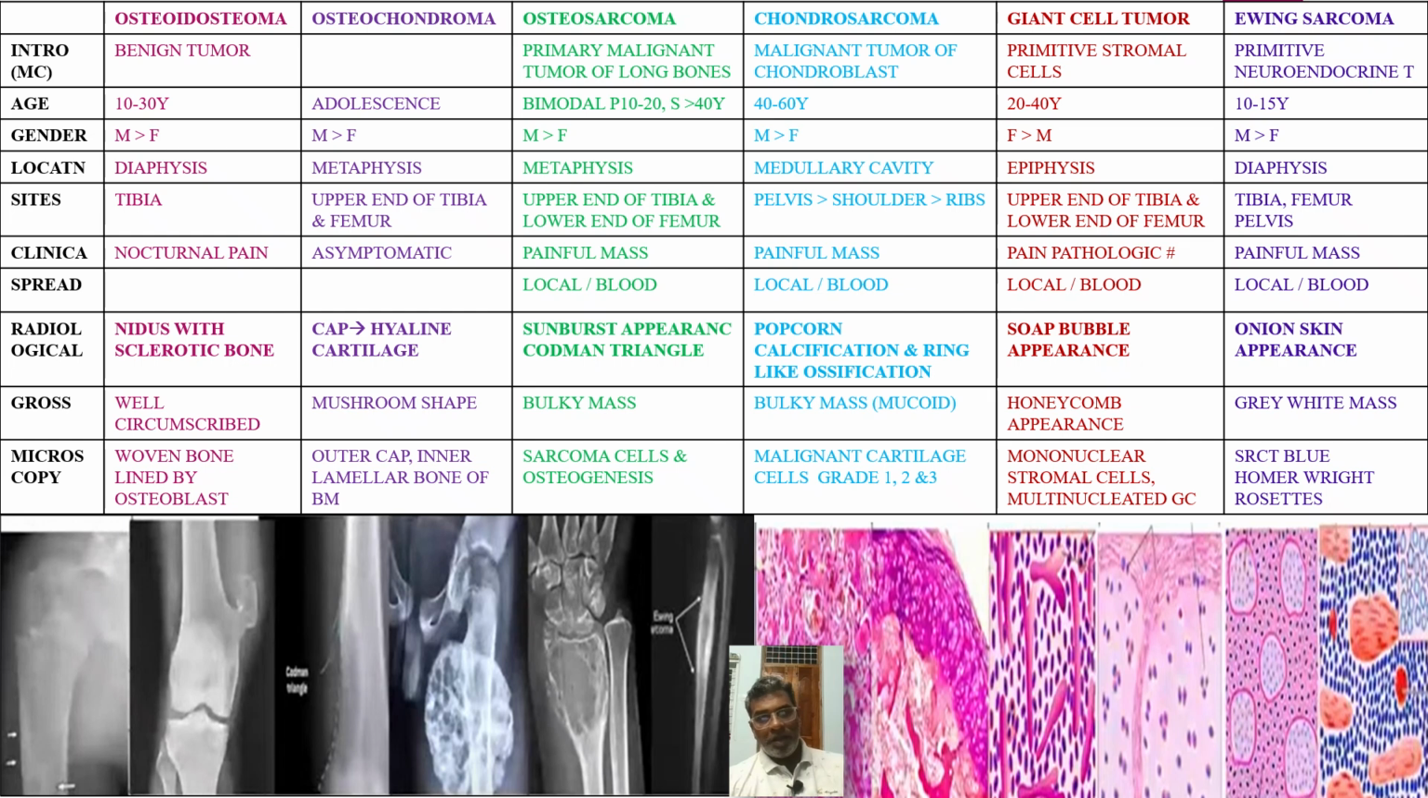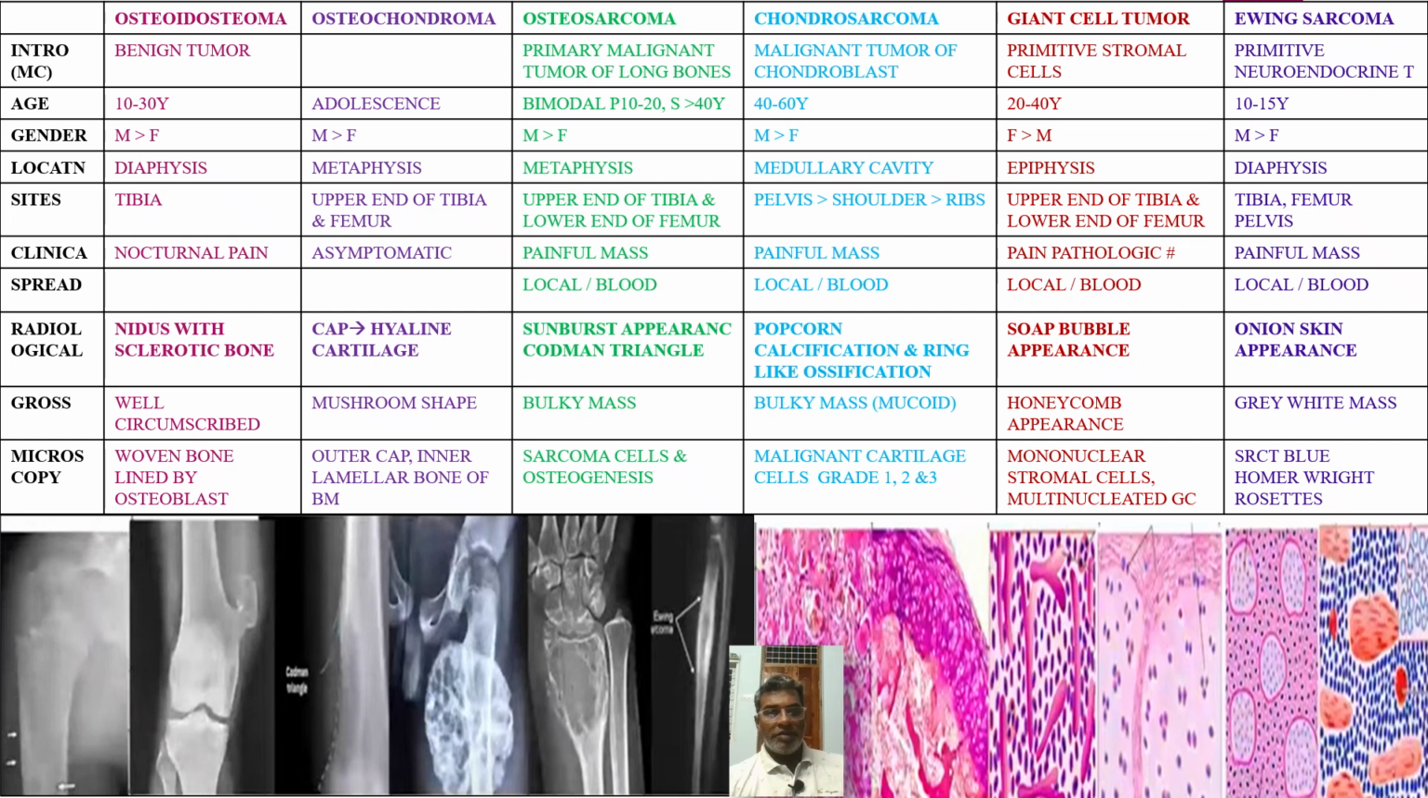Coming to chondrosarcoma, it is the malignant tumor of chondroblasts seen in the 40 to 60 years age group. Mostly metaphysis, medullary cavity is involved. Pelvis is more involved when compared to shoulder and ribs. It is a painful mass spread by local or blood. On radiology, there will be popcorn calcification or ring-like ossification, spotty calcification. Grossly, it appears as a bulky mucoid mass. Microscopically, you can appreciate malignant cartilage cells and it is graded into grade 1, grade 2 and grade 3. Grade 1 is the most common one.